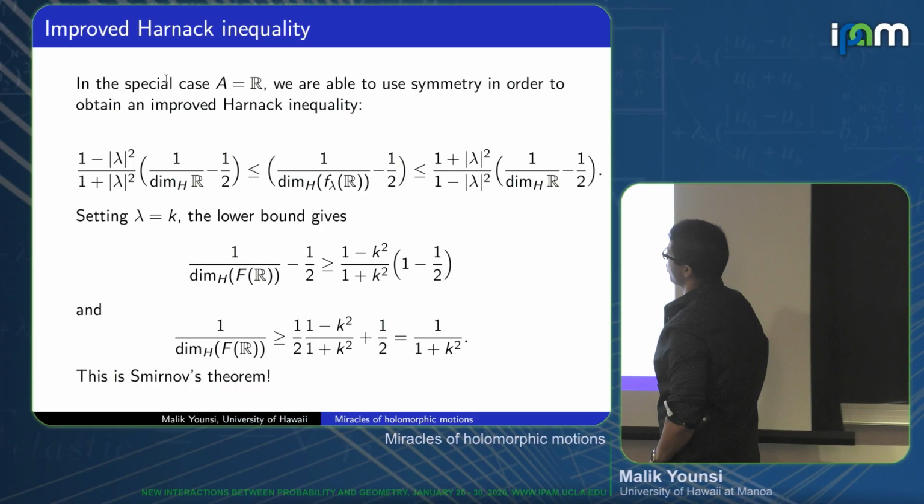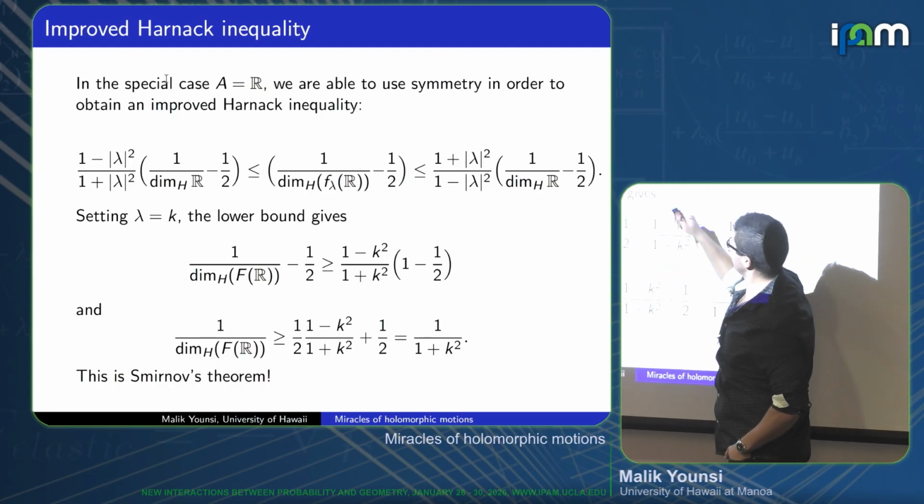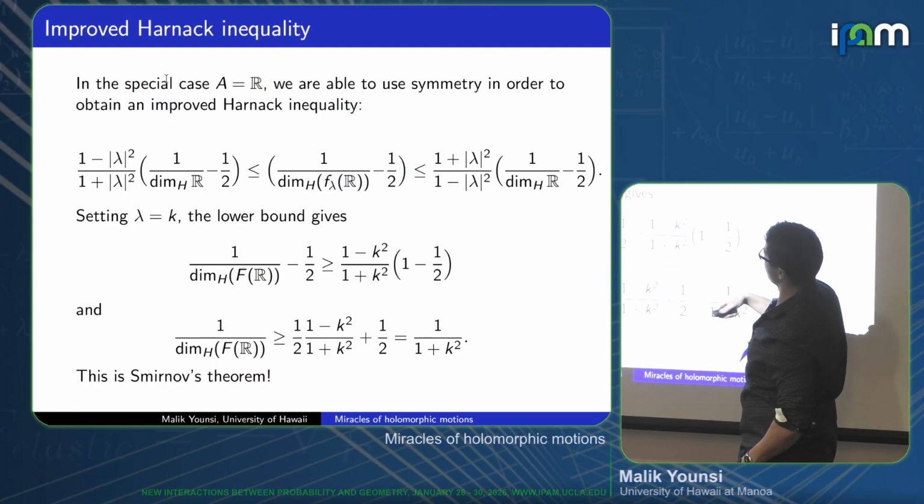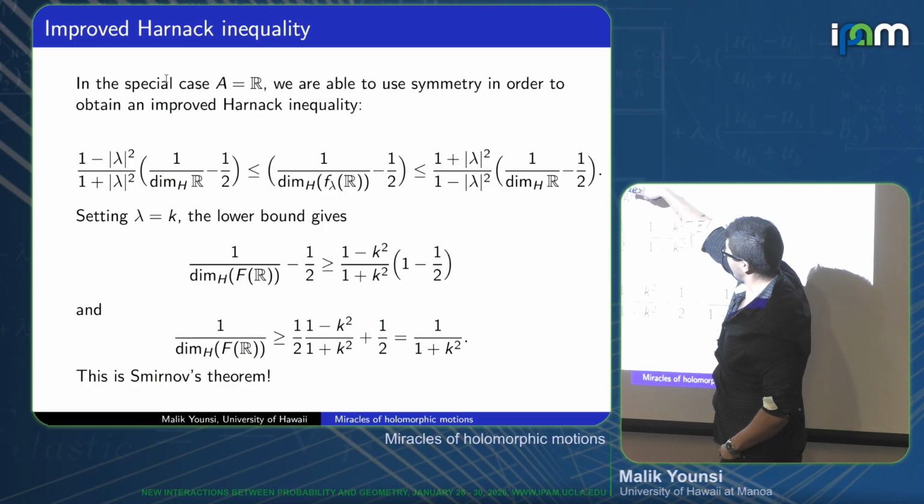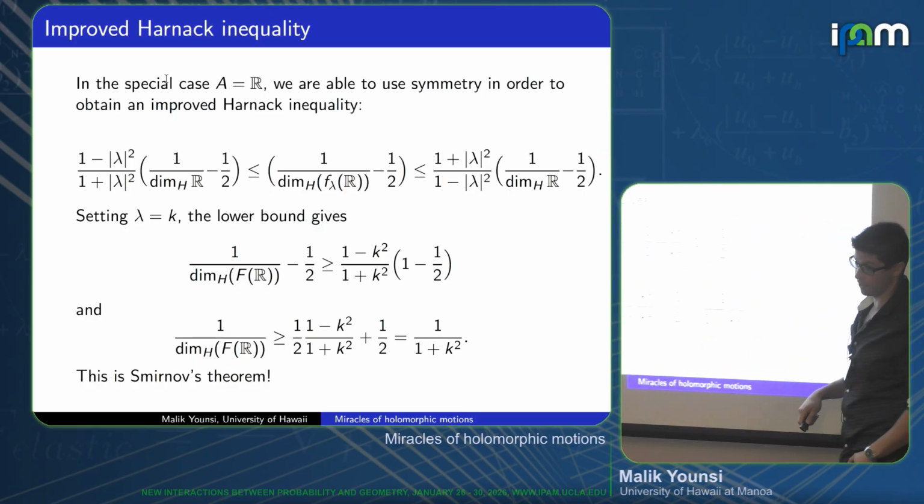So basically, if you can show that this always satisfies Harnack inequality, you get Astala's estimates, and if you can show that with the additional symmetry you have an improved Harnack, then you get Smirnov's theorem. Okay?